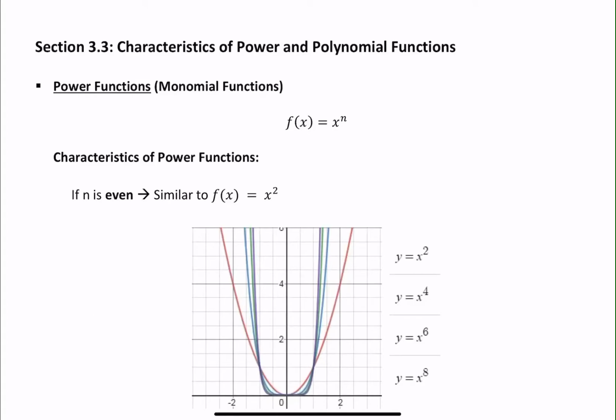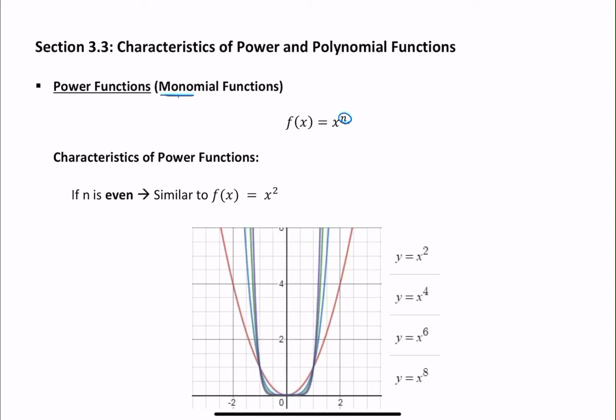Functions and polynomial functions. We're going to start with power functions, which are monomial functions, which means they just have one term. So, for instance, we have x to the n, where n is your exponent, can be any power, and there's no other terms with it. This is basically like your polynomial parent function. And then when you build from that, you get different types of graphs.